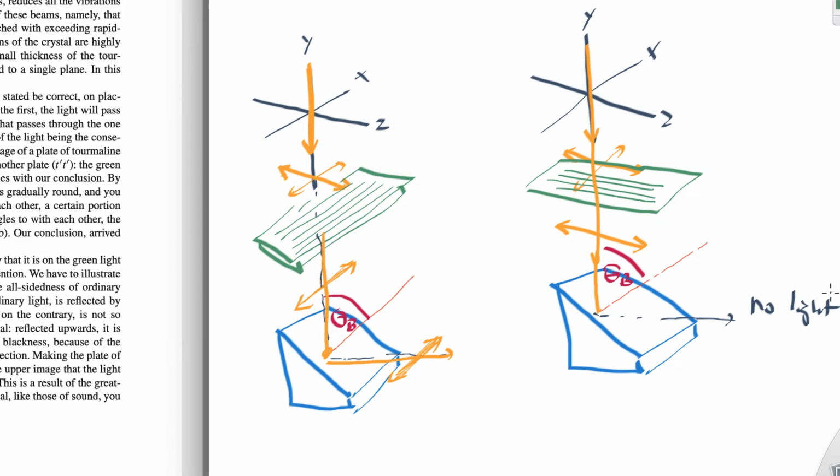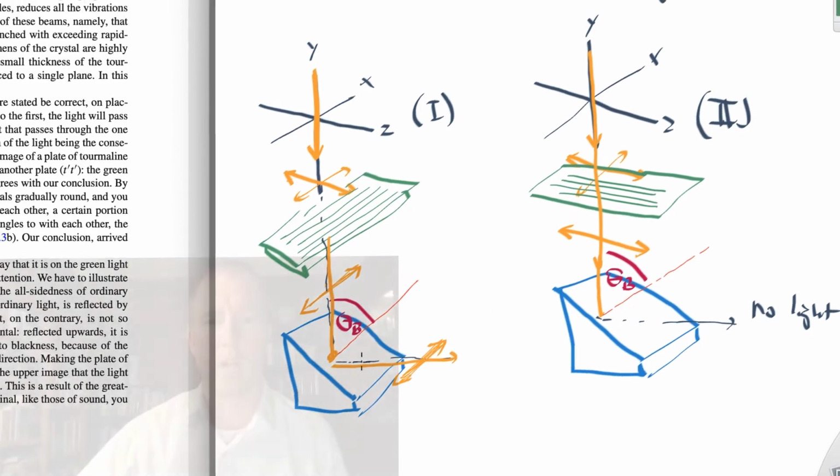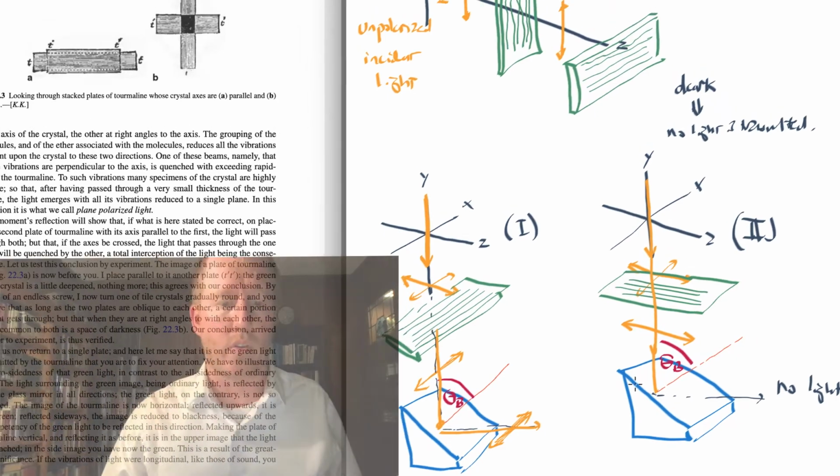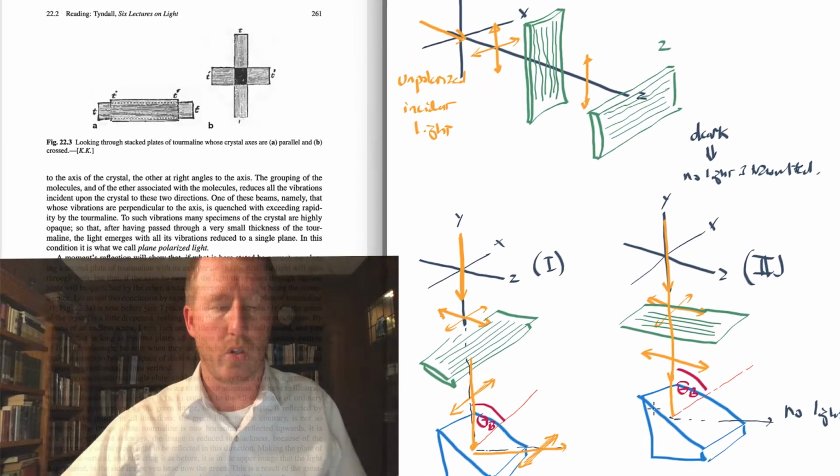Why is that? Because remember, Brewster's angle is the angle such that the light reflected off is purely horizontally polarized. And since there is no horizontal polarization of the light that's incident upon the crystal in case 2 over here, therefore there must be no light reflected whatsoever, as opposed to in case 1, where the light is oriented in this horizontal direction that when it's incident upon the crystal, so when it's reflected from the crystal at Brewster's angle, there is light that's horizontally polarized. That's the point that he's talking about on page 261 and 262.